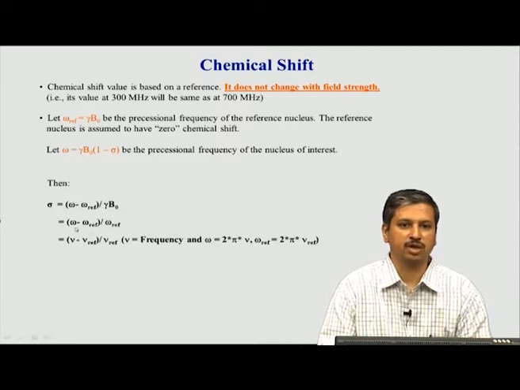Then if you look at this omega, remember omega is given by 2 pi nu, this is the formula for omega, this is in radians per second, and this nu is in hertz. So, when you convert hertz into radians per second, the multiplication factor is 2 pi. So, when we convert to frequency units, we will get it like this.